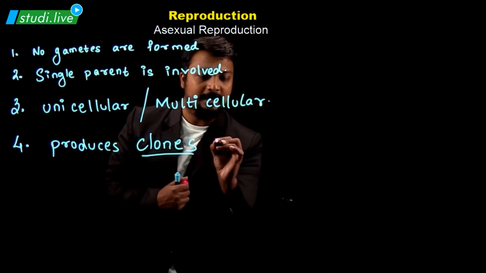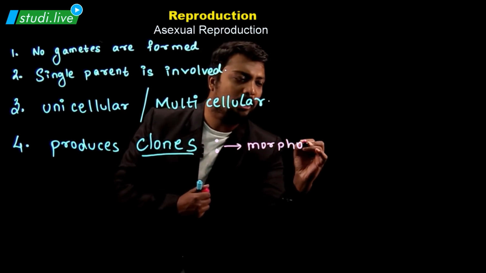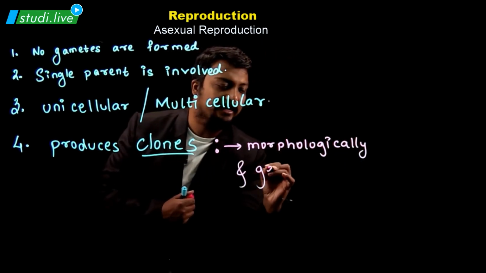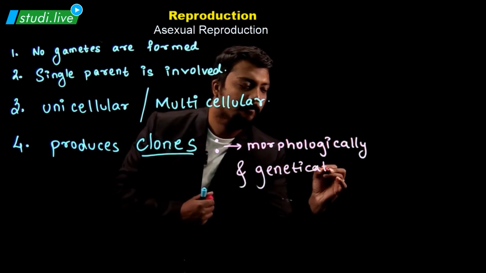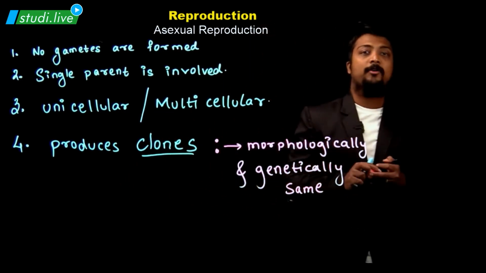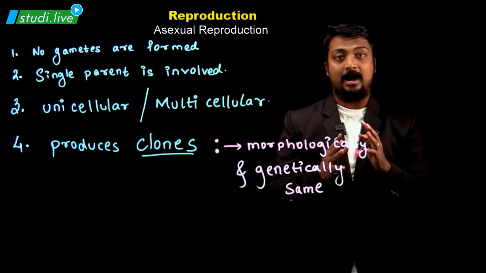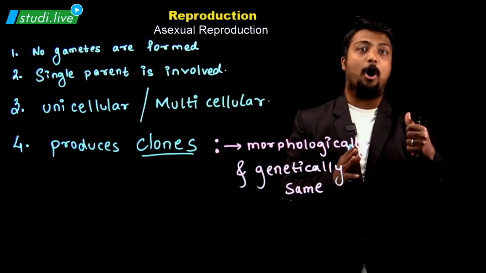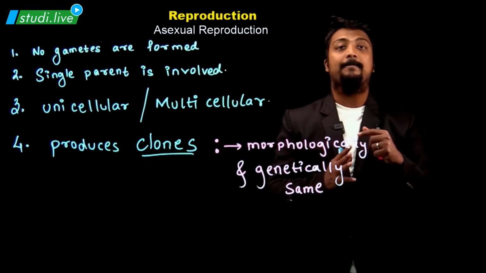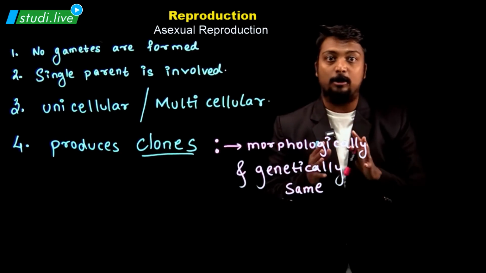Clones are nothing but the organisms which are morphologically and genetically same. When I say morphologically and genetically same, that means they are same by their shape or by their physical abilities and aspects. Genetically same means the components inside them, the chromosomes inside them, they are also alike.